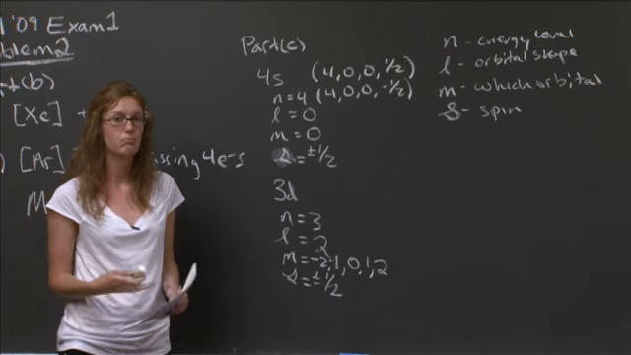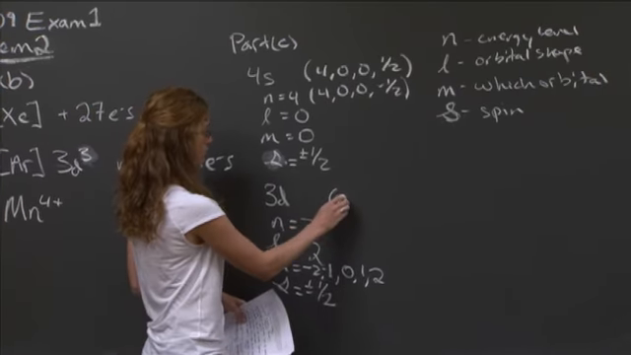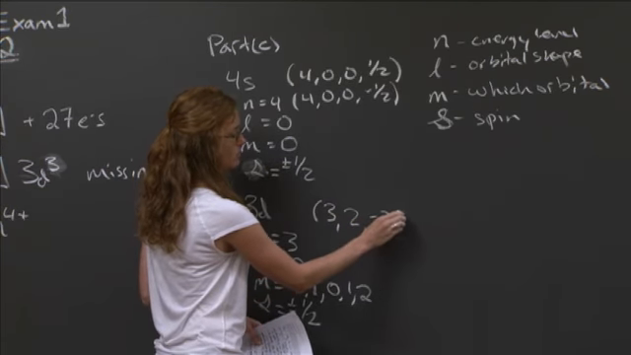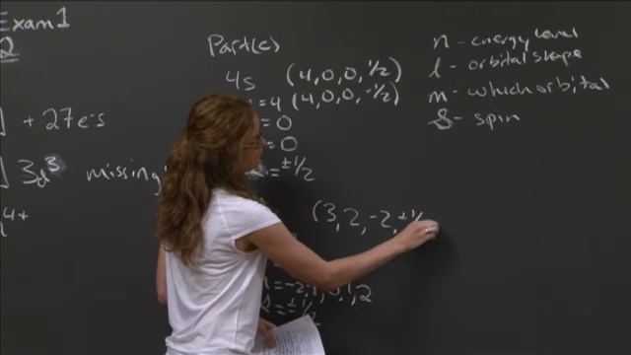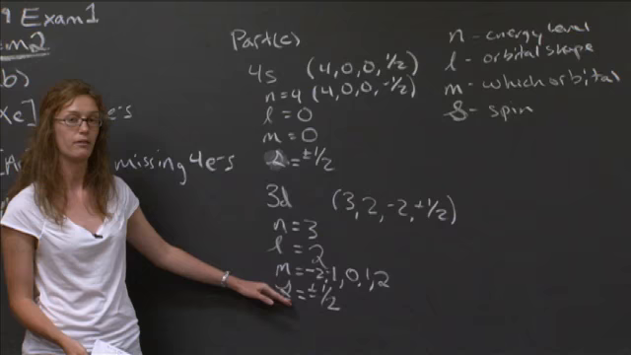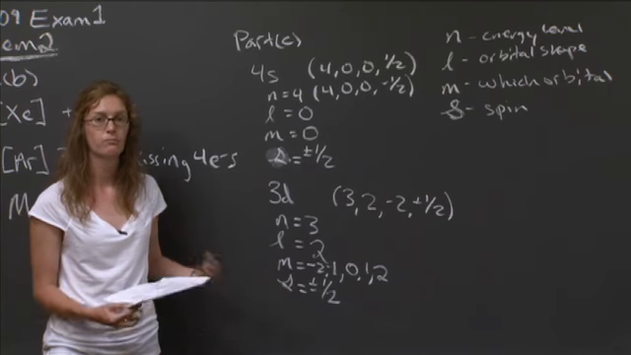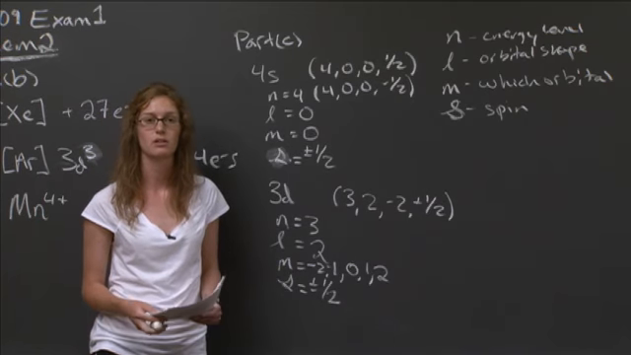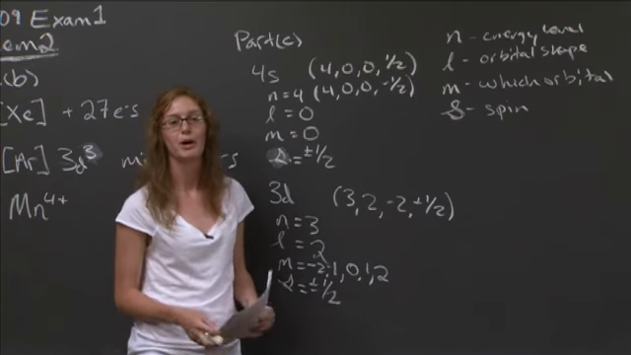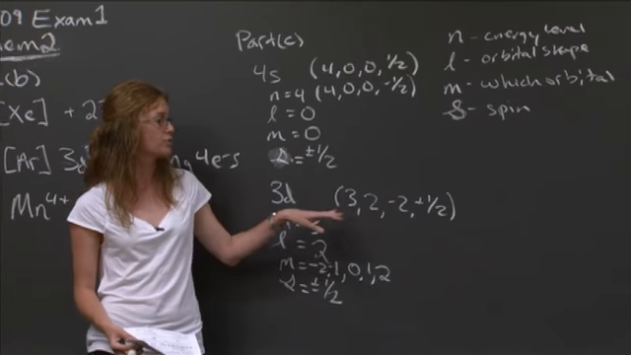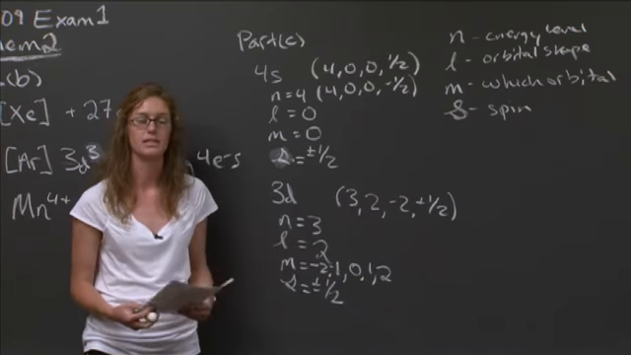So picking one set of those, you could have said 3, 2, minus 2, plus 1/2, or any combination of 3, 2, and the m and the s. You don't have to get the exact same answer as your neighbor or someone else here. Well, you shouldn't be looking at your neighbor's paper, or a classmate. But these do signify that you're in a 3d electron.